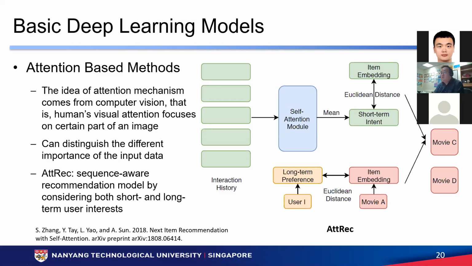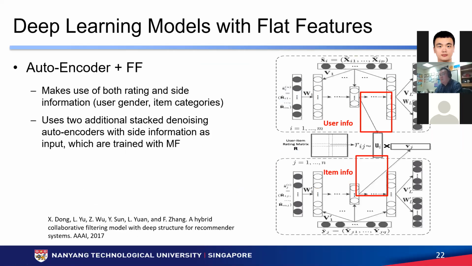So now I want to just give you some examples of deep learning-based models that leverage those different representations of features. I will start with the flat features. I mentioned earlier this autoencoder is the simplest deep learning model, and it is flexible enough to fuse these flat features.